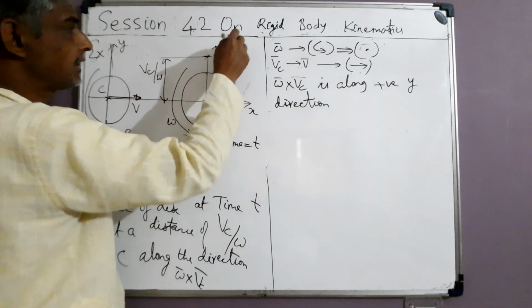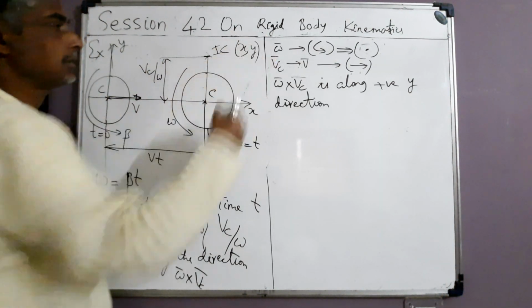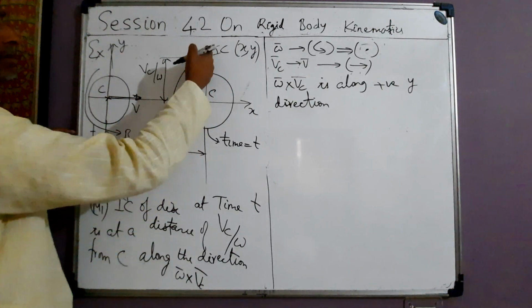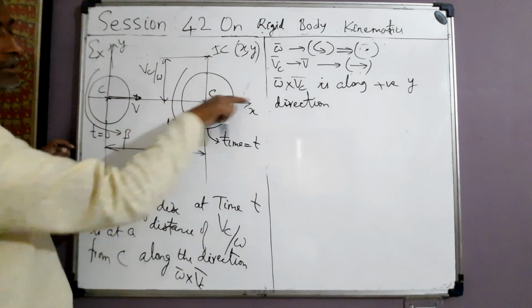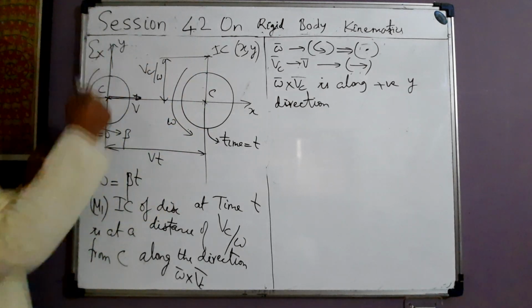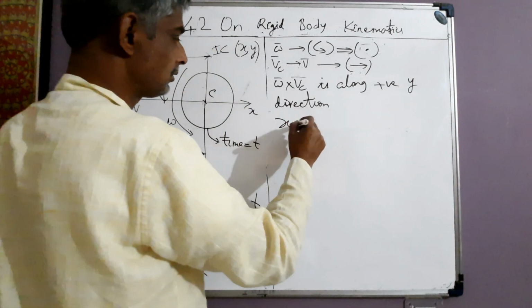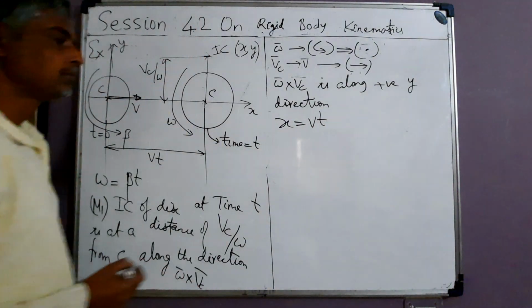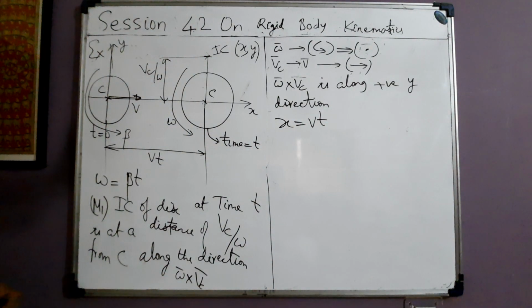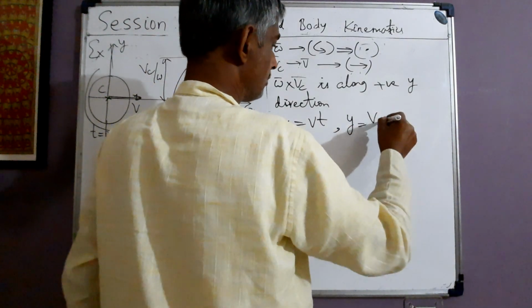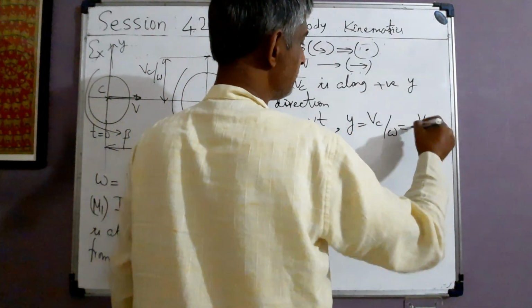Let the coordinates of IC at time t be x and y. Now you can see x is just this distance, because this line is normal to Vc, so it's parallel to the y-axis. So the x coordinate of the disk is simply Vt. And the y coordinate is Vc by omega. Vc is simply V.